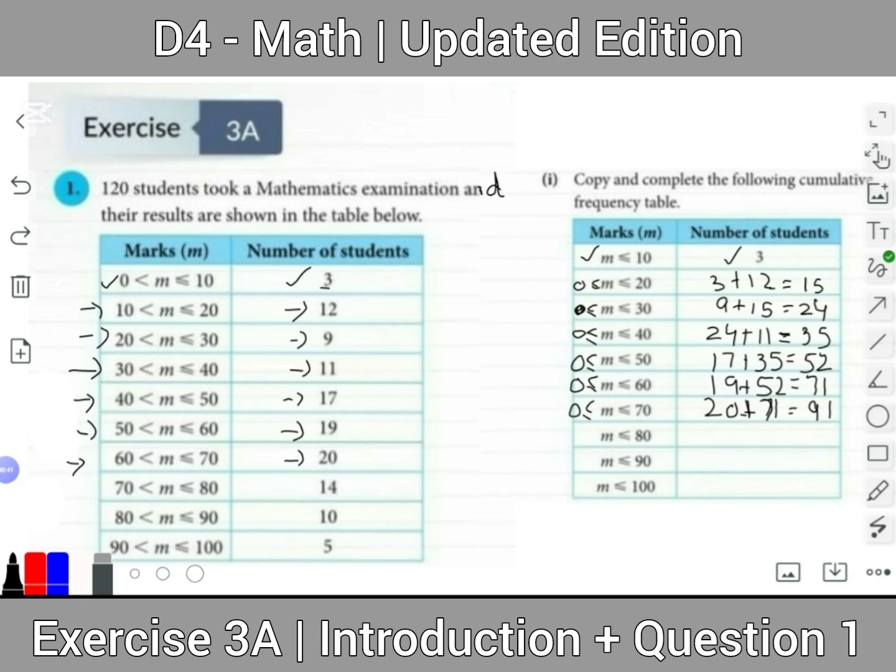Now we are moving to the eighth entry, the class interval of 70 to 80 with a frequency of 14. The marks need to go from 0 to 80. Now we are going to add on this new frequency of 14 to the previous total. So 14 plus 91 gives us 105.